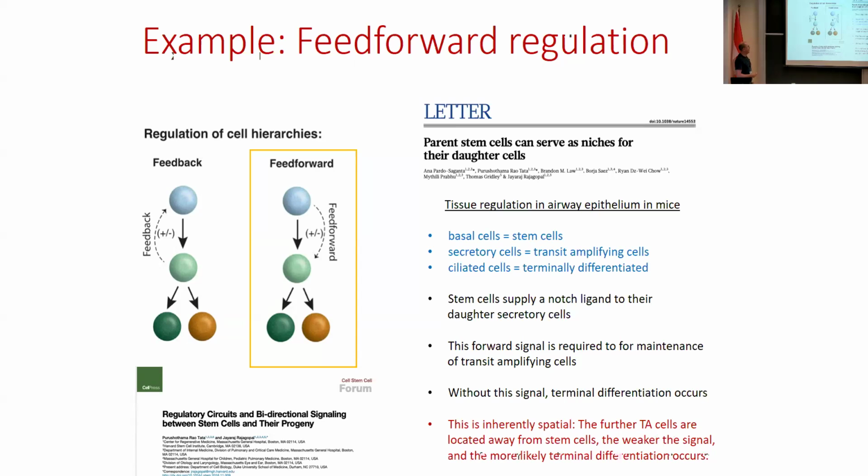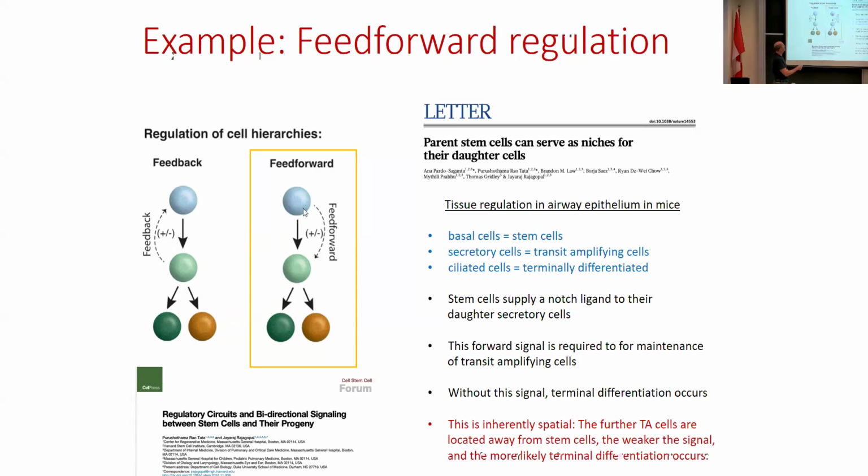That's in the epithelium, airway epithelium in mice. There are stem cells, which are the basal cells. Then the transit amplifying cells are secretory cells. And then you've got terminally differentiated ciliated cells. And it appears that in this system, there's another feedback loop happening. It's actually called a feed-forward loop.